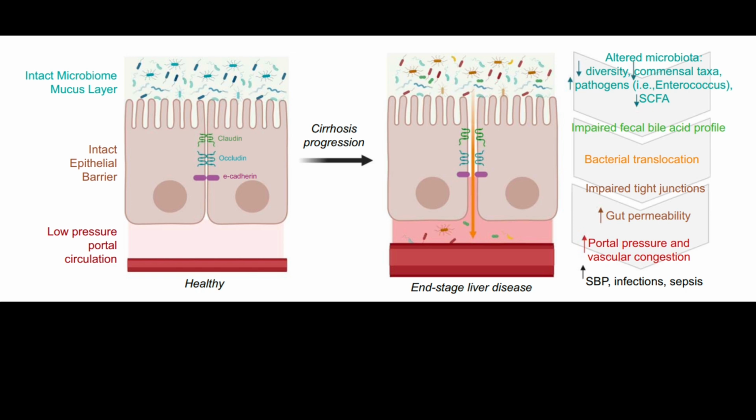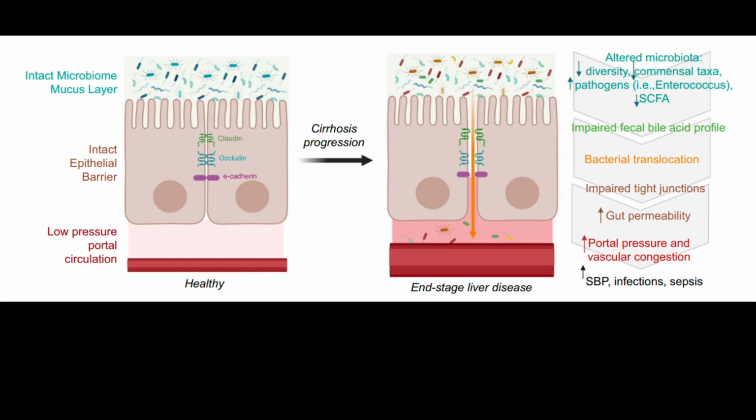2. Cirrhosis progression. Altered microbiota. Decreased diversity of beneficial bacteria and an increase in pathogens like Enterococcus. Short-chain fatty acids, SCFA, also decrease. Impaired fecal bile acid profile alters gut function and barrier integrity. Bacterial translocation. Weakened tight junctions lead to the movement of bacteria from the gut into the bloodstream. Increased gut permeability, resulting from impaired junction proteins and compromised barriers. Increased portal pressure and vascular congestion further disrupt barrier function. 3. End-stage liver disease: increased risk of infections.